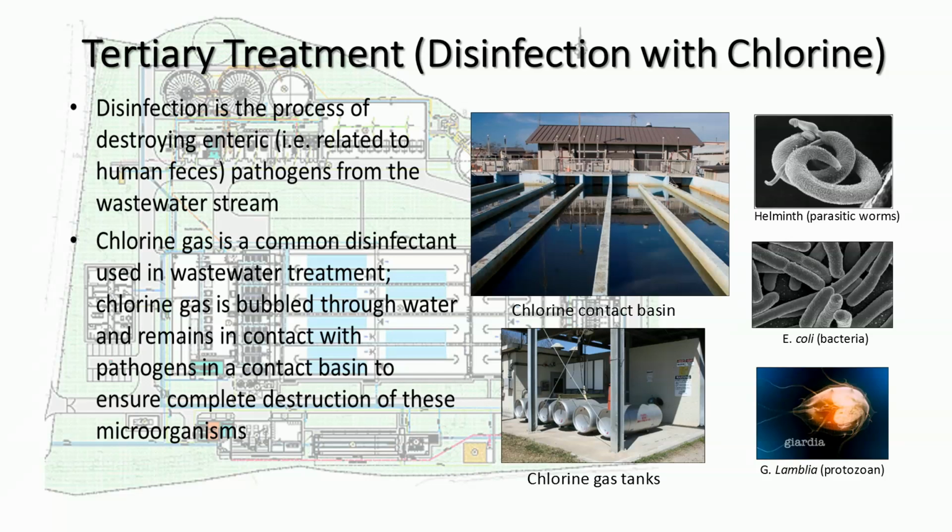Chlorine in many different forms is a strong oxidant and is toxic to microorganisms, including those which may cause human disease. Chlorine gas is bubbled through wastewater and remains in contact with the water in a basin for an extended period of time. This ensures complete mixing of the chlorine and ensures that the chlorine has been in contact with the pathogens for long enough to kill the majority of them. Before discharging back into the receiving body of water, the chlorine is removed.